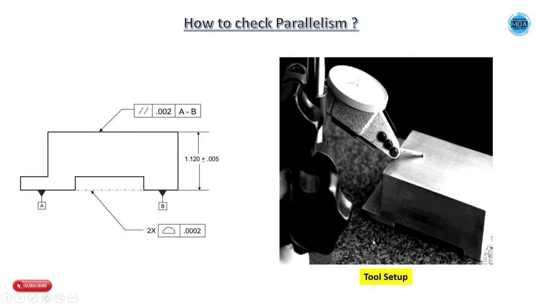Here you can see the surface plate, or flat plate, which is common for both surfaces, datum A and datum B, and is known as the common datum. By taking the reference of that plate, I will check the parallelism of the upper surface with respect to the common datum A and B. How to check the angularity?